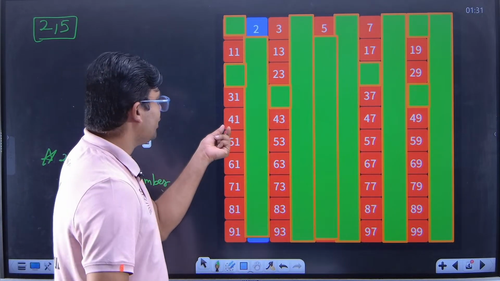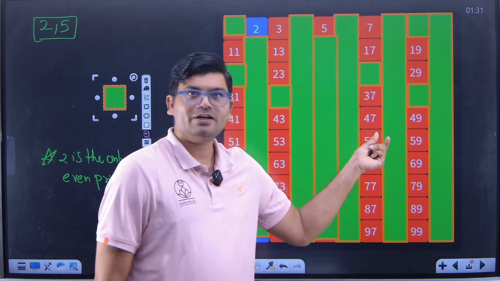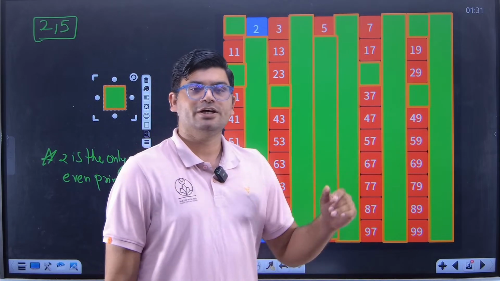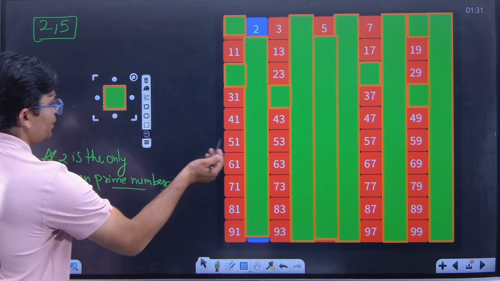Similarly, you can see 41, 4 plus 1 is 5, 4 plus 3 is 7, 4 plus 7 is 11, it is not divided, 4 plus 9 is 13. So all the 4 numbers are not divided by 3. Coming to the next row.